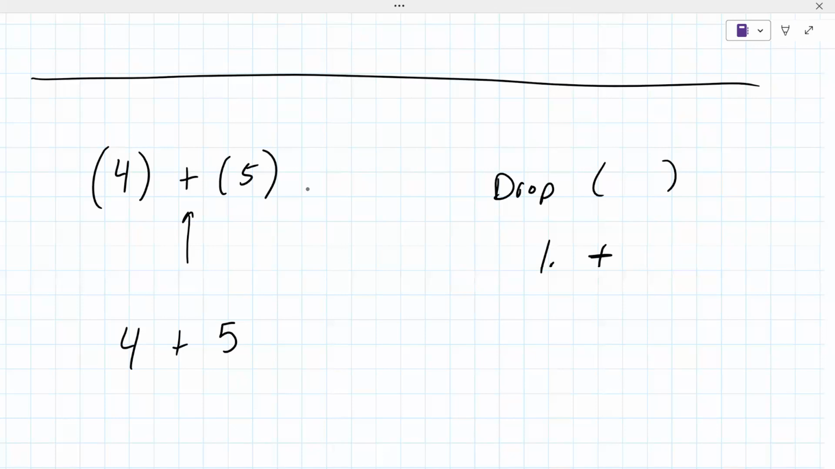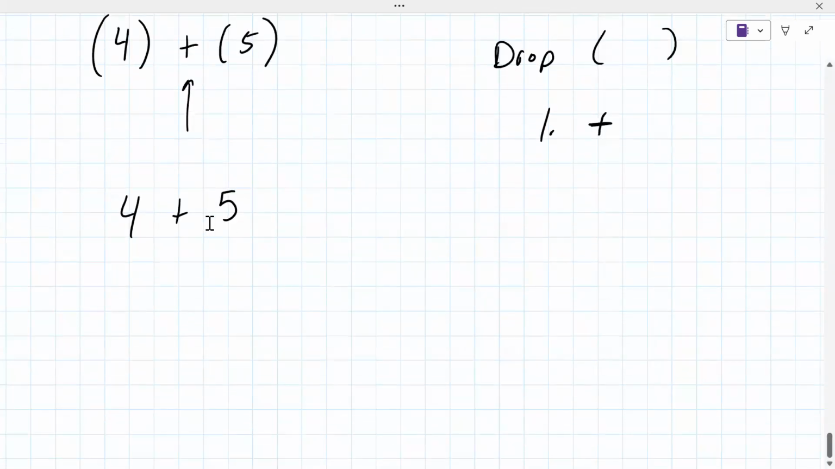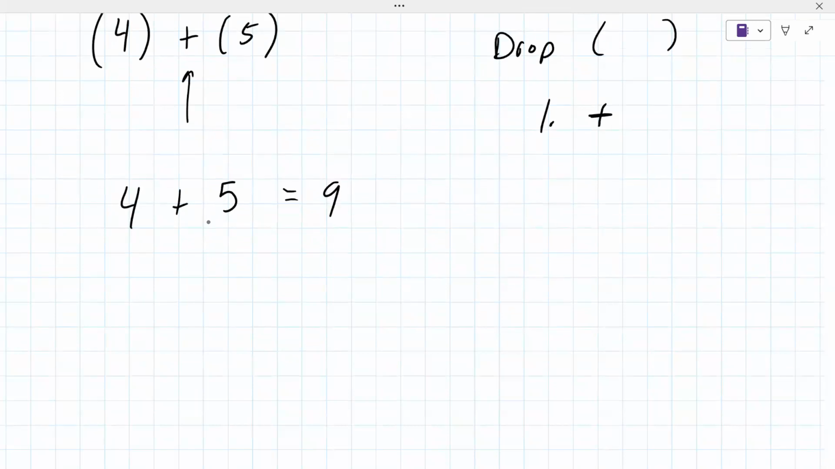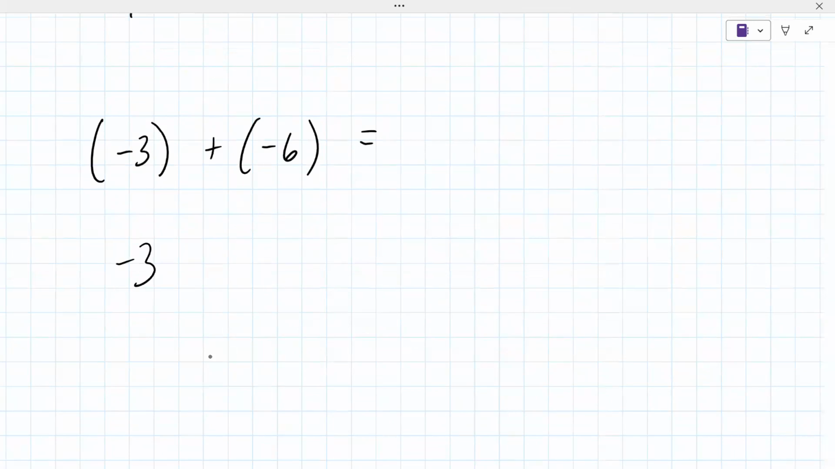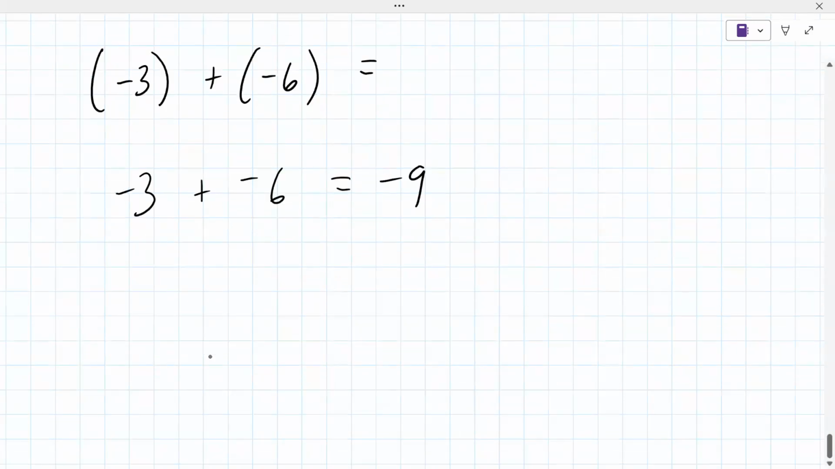Okay. So now in this case, it's just 4 plus 5, which is 9. Now, what if we put -3 plus -6? Is there a plus between them? Yes, so you don't need the parentheses. So it becomes -3 plus -6. What does that become? -9. Good.